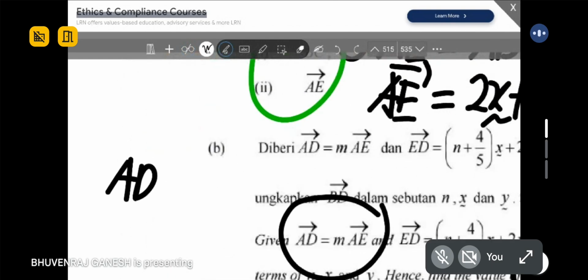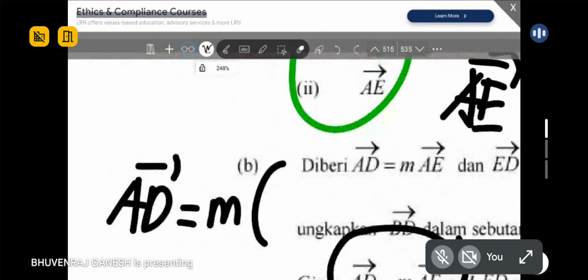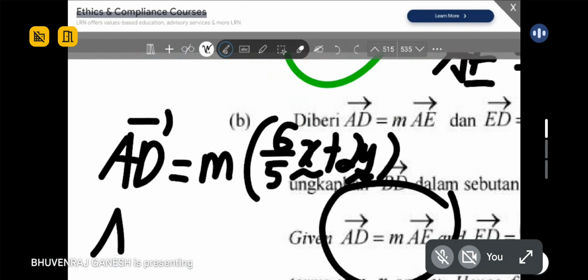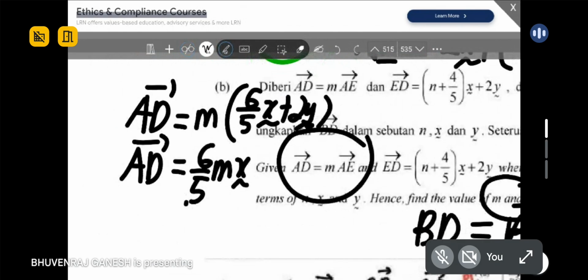So AD equal to mAE. So AE is 6 over 5x plus 2y. So you just substitute lah, gantikan. So then you expand, kembangkan. So you will get AD is equal to how much? 6 over 5 mx plus 2my. Are you clear, guys? Jelas?